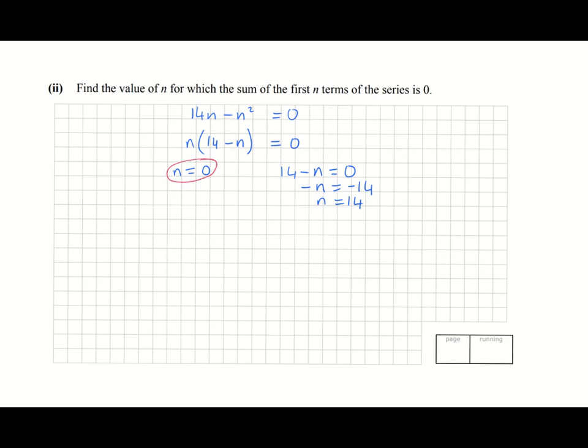So we have two values here. The n equal to 0 doesn't make any sense because we can't have a 0th term, so we delete that one. So we're looking at that being the 14th term of the series. The sum of the first 14 terms will be equal to 0. That means if you were to add together the first 14 terms, you would get 0. And you can even check by trial and error if you want to.